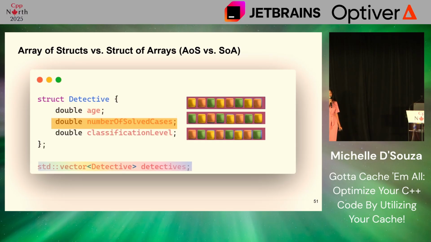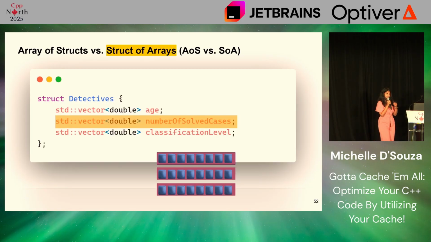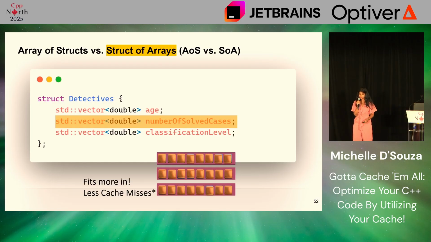But what if we want to only essentially iterate through these detectives and count the number of solved cases? Well, we're actually having a few extra things in here that aren't really needed. And we can get rid of them by using a struct of arrays. Pretty simple. All we're changing here is our member variables are now vectors. And so, if we want to iterate through the number of solved cases, our cache would look like this, and we could potentially have fewer cache misses.